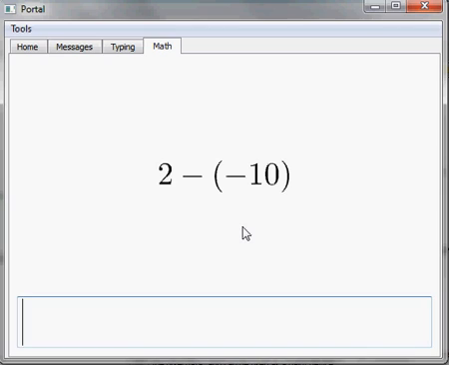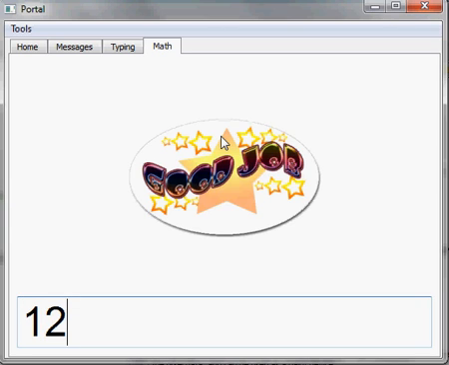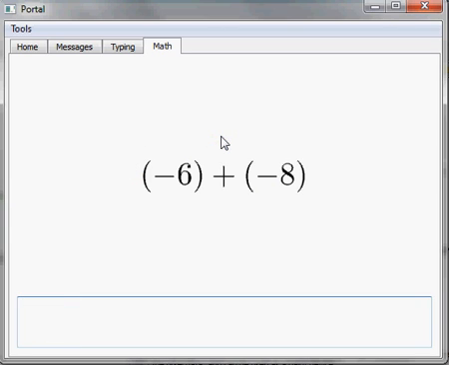2 minus -10. Again, the negatives cancel and make a positive here because they're right next to each other. So it's just 2 plus 10, which is 12. -6 plus -8. Okay, the plus and the minus cancel to make a minus. So you have -6 minus 8. That's -a minus b, which is a situation where you add them together and make it negative. -14.